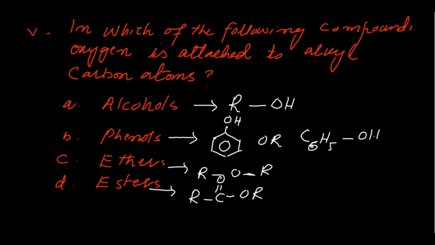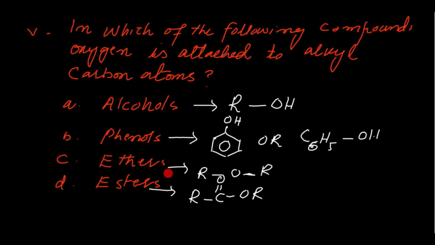Now students, we will see what is the question. The question is, in which of the following compounds is oxygen attached to alkyl carbon atoms? We have to find the functional group in which oxygen is attached to alkyl carbon atoms. Now the alcohol general formula is ROH. So you can see that oxygen is attached with one alkyl carbon. Here, alkyl carbon atoms means we have more than one alkyl group. So here oxygen is attached with one alkyl group. Now in phenol, oxygen is attached with the benzene ring, right? So this is not correct.